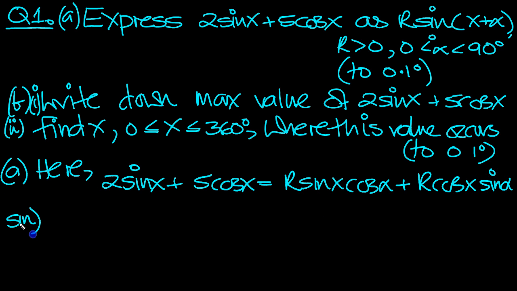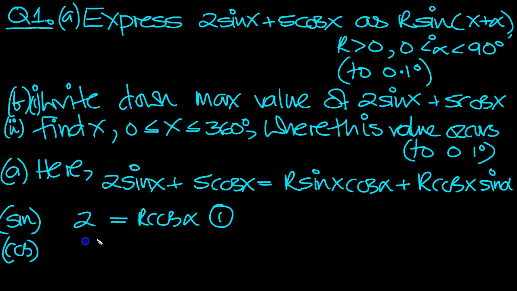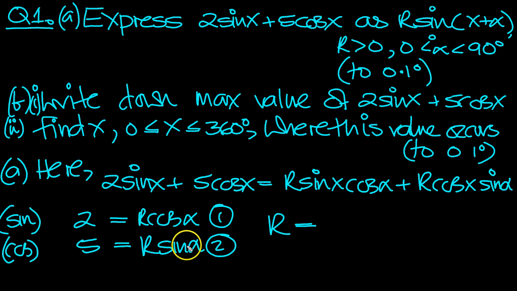Now let's equate sines and cosines. Equating sines first, 2 is equal to r cos alpha lots of sine x. That's equation 1. Equating the cosines, 5 is equal to r sine alpha. That's equation 2. If we square both and add, we get r squared (sine squared plus cos squared), which is r squared, equal to 2 squared plus 5 squared.